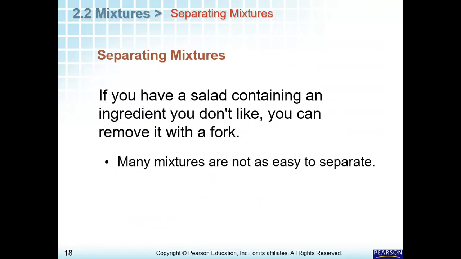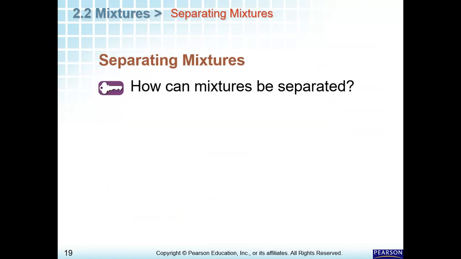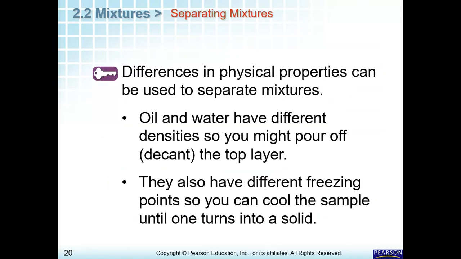In the last part of this lesson, we're going to talk about mixtures and how do we separate them. And you'll actually be doing a lab on this. It starts off with saying, if you have a salad containing an ingredient that you don't like, such as croutons, I do not like croutons, I can simply remove them with a fork. Some mixtures are easy to separate, like the salad's croutons, or some are not easy to separate. So how can we actually separate them?